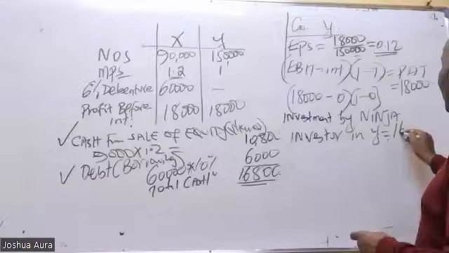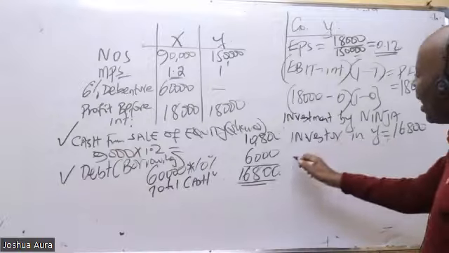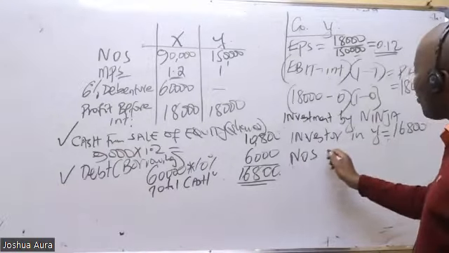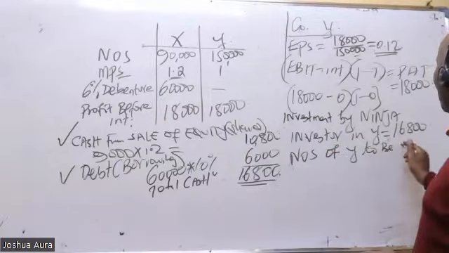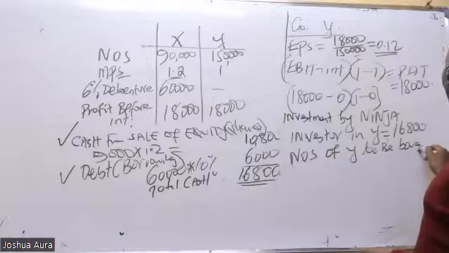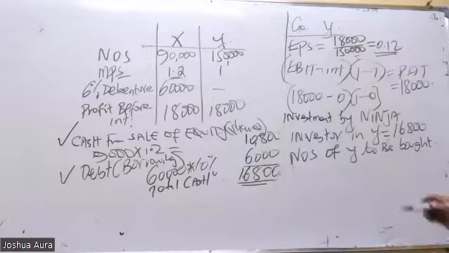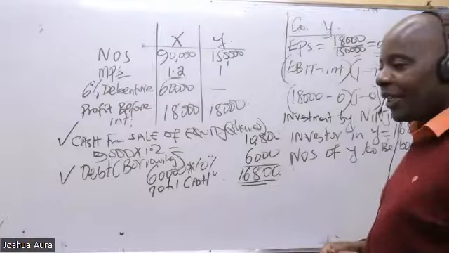This guy is taking 16,800. Then how many shares? Number of shares of Y to be bought. Zitakuwa ngapi? This ninja.